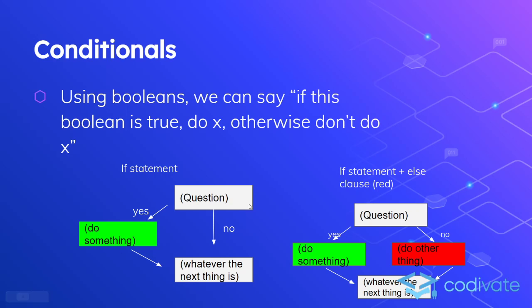So we have our question, which is our Boolean, and if the question ends up being true, it'll do something, and if it's not, it'll skip that thing. And then there's also another thing you can do with an else statement. If you add an else statement to your conditional, you can make it, instead of just skipping the something, like this, it does a whole other thing before continuing.